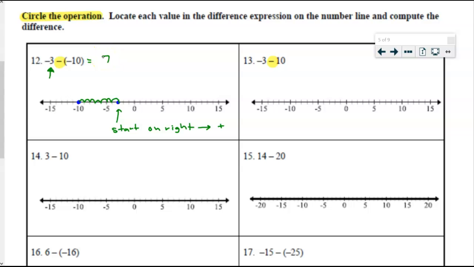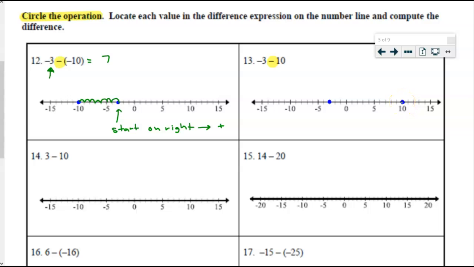How'd you guys do? Good. Next one. -3 minus 10. So finding -3, here's 0, -1, -2. There's -3. Minus 10. So I need to find a positive 10.